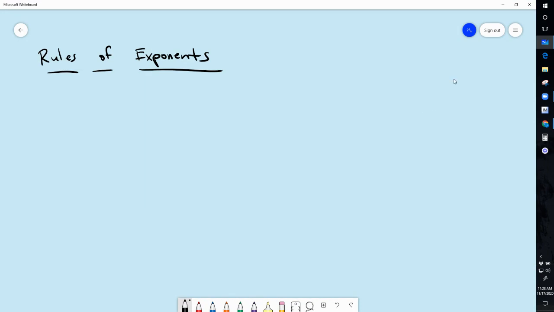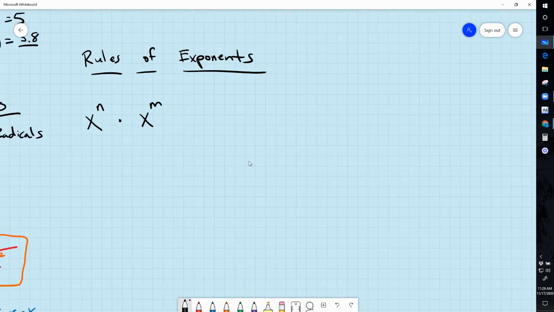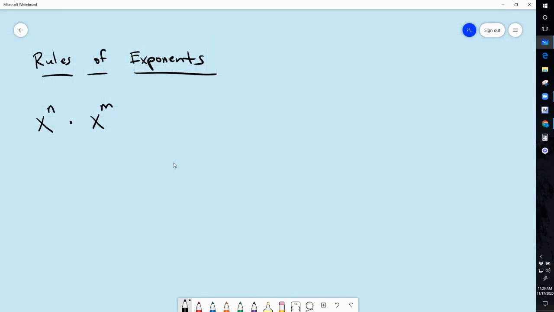All right, the first rule is called, actually I'm not even sure what they're all called, but here we go. Let's just say we did x to the n power times x to the m power. x to the n times x to the m. This one's actually called the product rule, so I guess I could write that. I should have known what this is called. So this one's called the product rule.